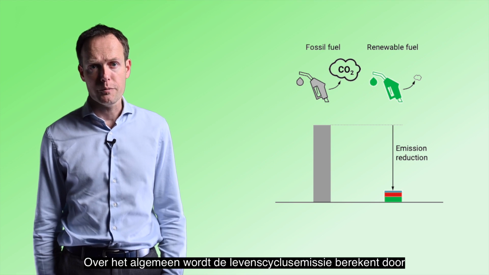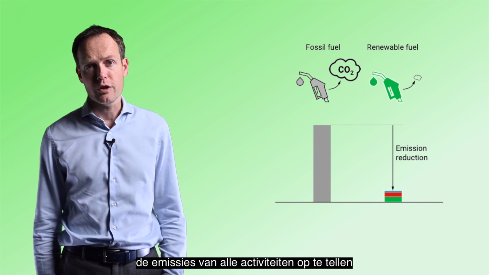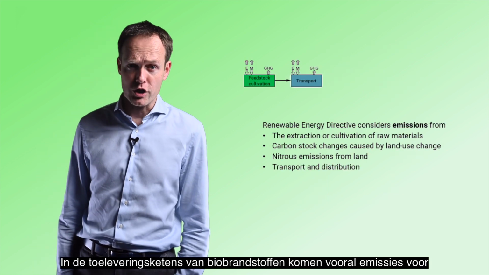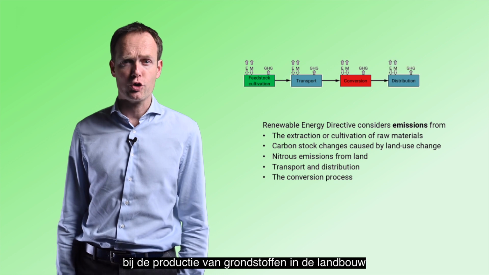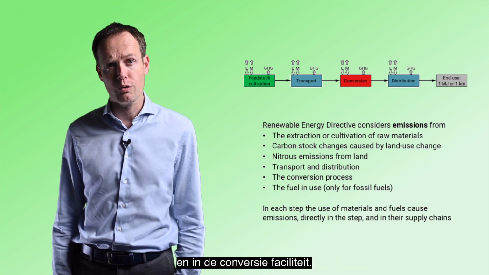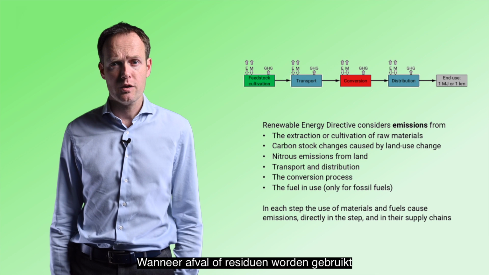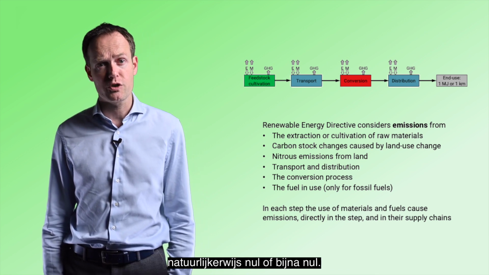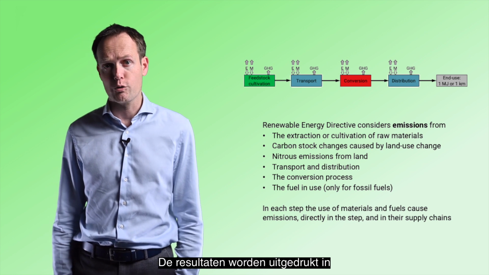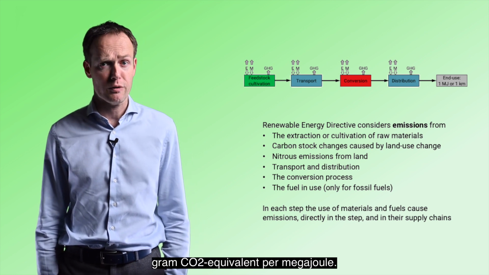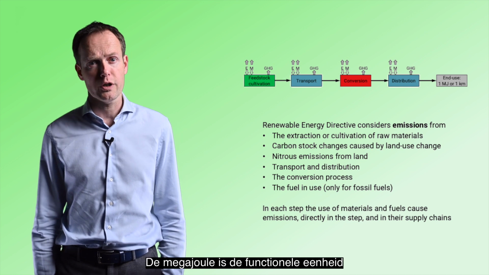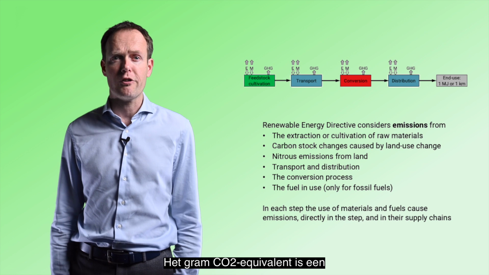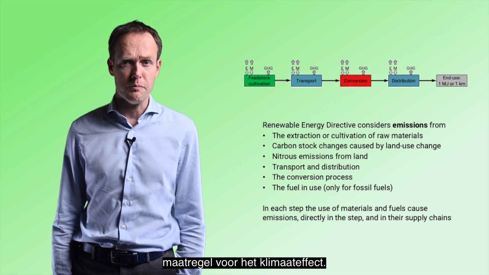Overall, the life cycle emission is calculated by adding up the emissions from all activities and other sources along the supply chain. In biofuel supply chains, emissions especially occur in production of the feedstock in agriculture and in the conversion facility. When waste or residues are used, the emissions from feedstock production naturally become zero or close to zero. The results are expressed in grams CO2 equivalent per megajoule. The megajoule is the functional unit to make the results comparable.